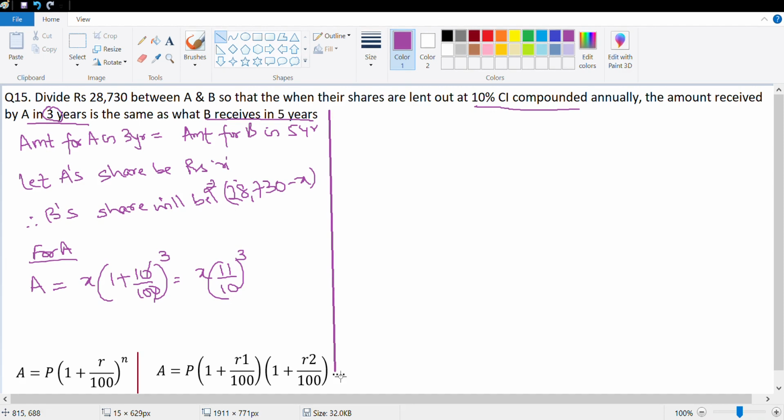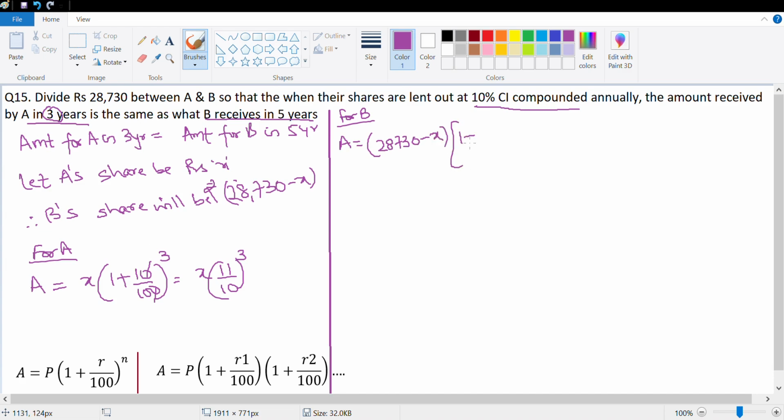Next, let's do the same thing for B. So for B, the amount will be equal to principal, in this case 28,730 minus x, times 1 plus r, which is 10 upon 100. For him, the time is 5 years. Let's call this equation 1.